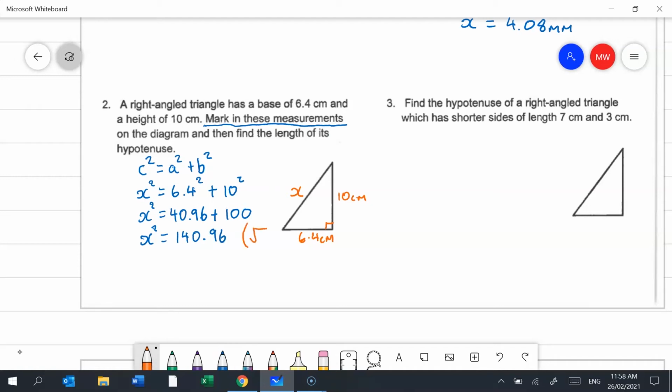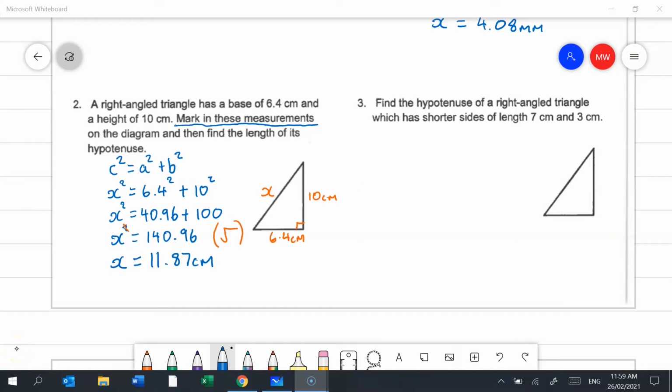We'll switch to the balance method. We square root both sides to get rid of that squared. And that leaves us with x equals 11.87 centimeters.